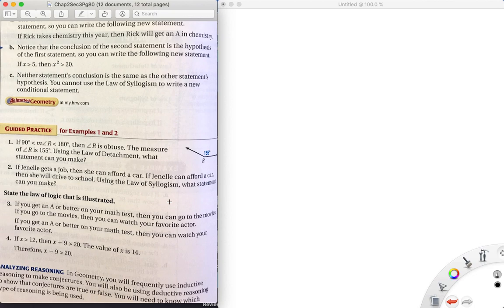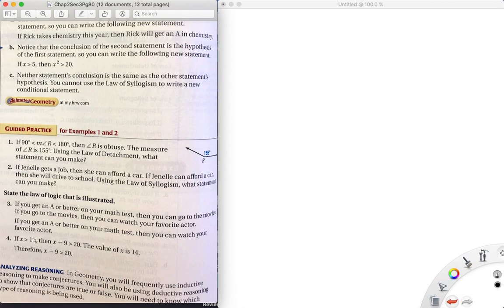The conclusion of the first conditional is the same as the hypothesis of the second conditional. They cancel out. Therefore, you can write a third conditional, which is the hypothesis of the first conditional and the conclusion of the second conditional. If x is greater than 12, then x plus 9 is greater than 20. The value of x is 14. So then what we can conclude is that x plus 9 is greater than 20.